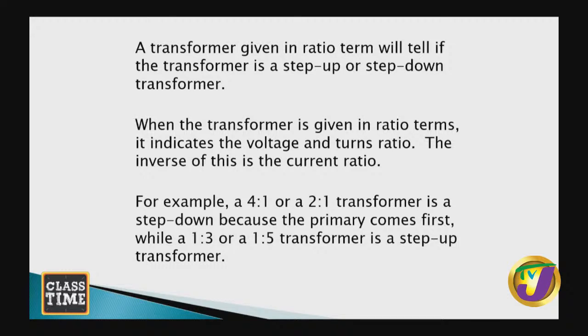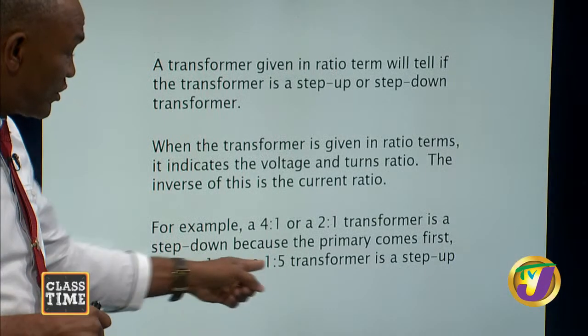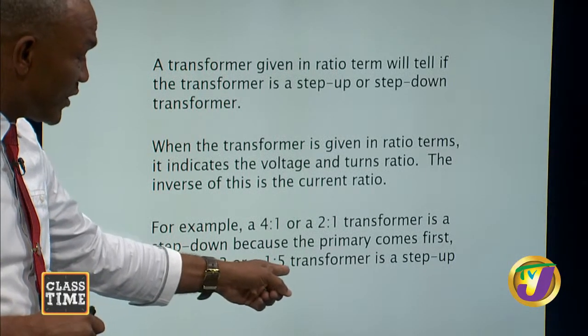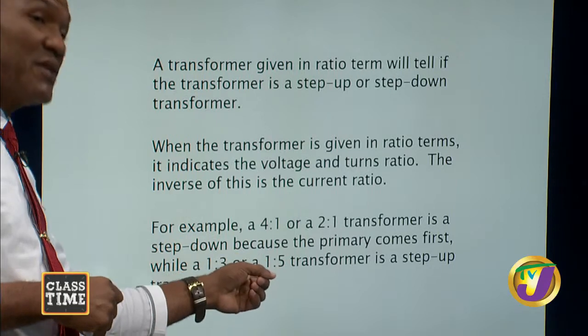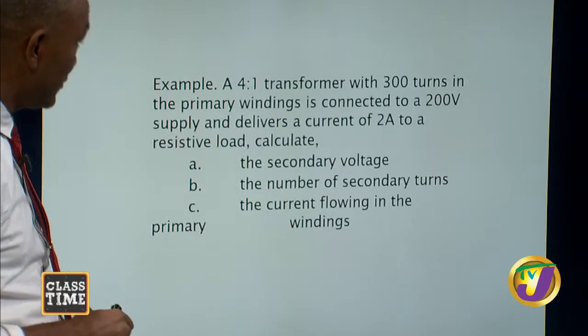This tells you that the number of turns on your primary is 2 times the number of turns on your secondary. And this will tell you that the number of turns on your secondary is 5 times the number of turns on your primary.